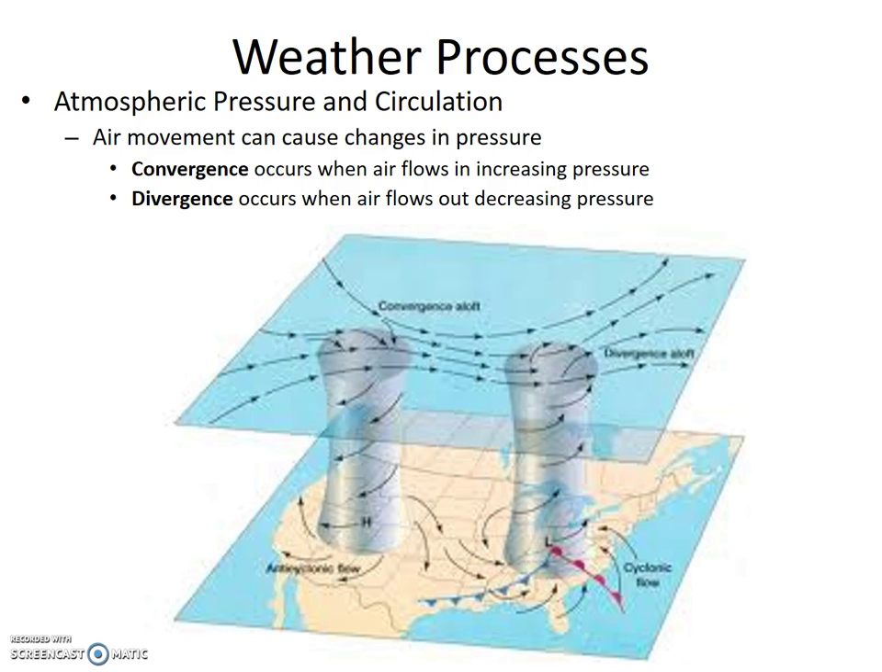Convergence increases pressure aloft, so air moves away from the convergence. Some of the air moves down towards the surface. The air is coming from aloft, so it is colder and drier than the air at the surface, creating a high pressure and an anticyclonic flow as air continues to move away from the high pressure.